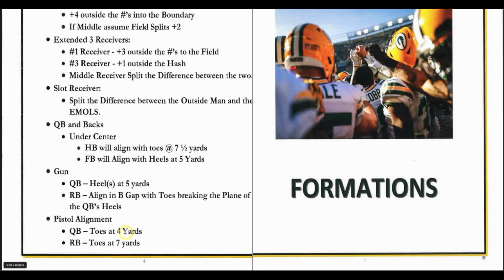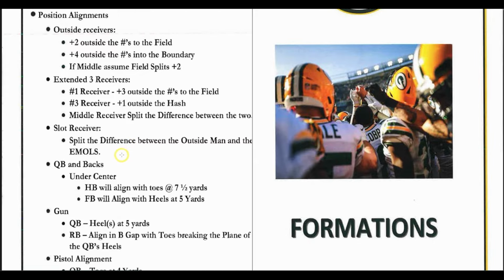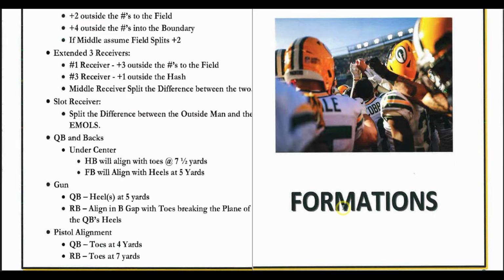QB's toes are going to be at 4 yards, so it's going to be just a slight step forward instead of having the heels at 5 yards. And then the toes are at 7 yards for the running back. So that's going to do it with just the starting alignments of the receivers, the QBs, the backs, before we get into the description of the formations. Now we'll get started with the formations.